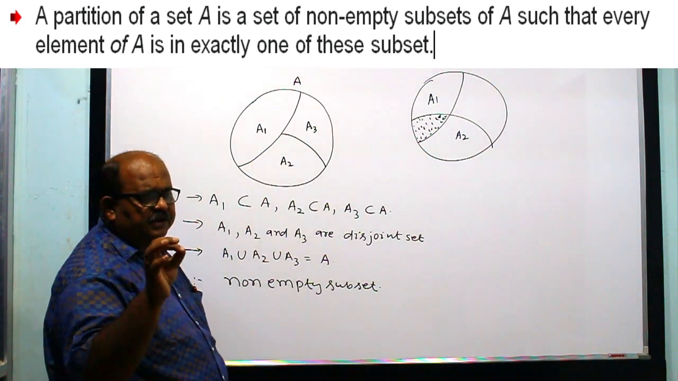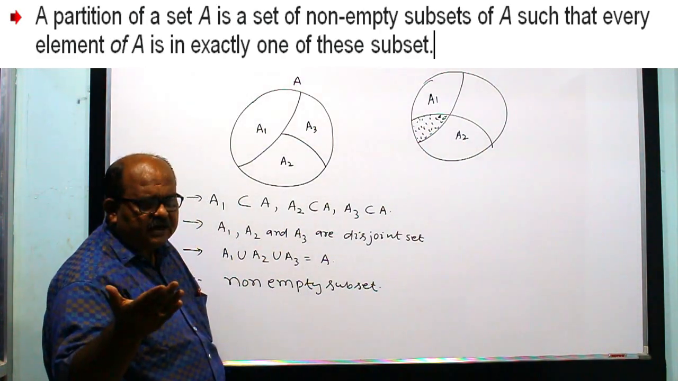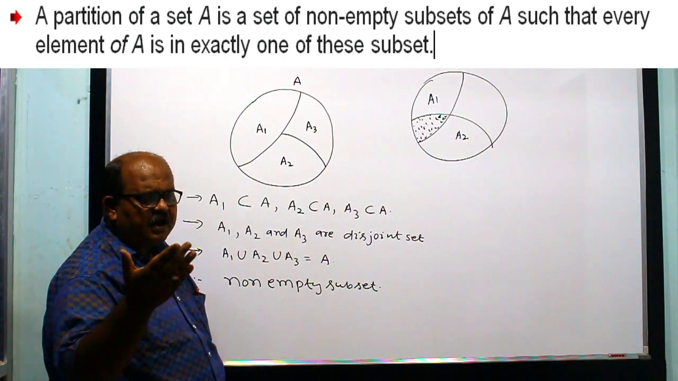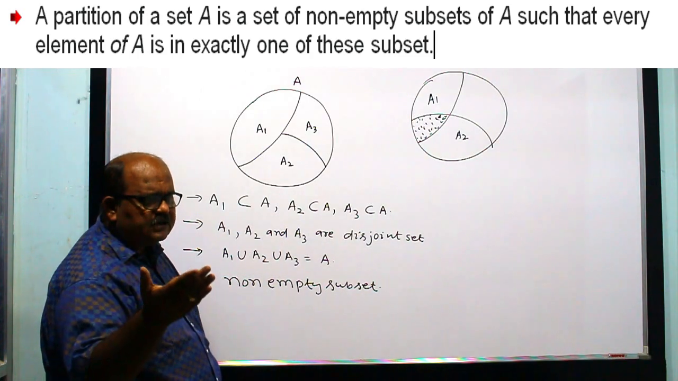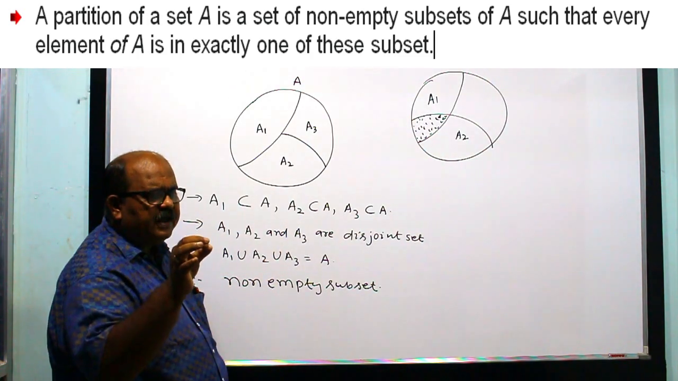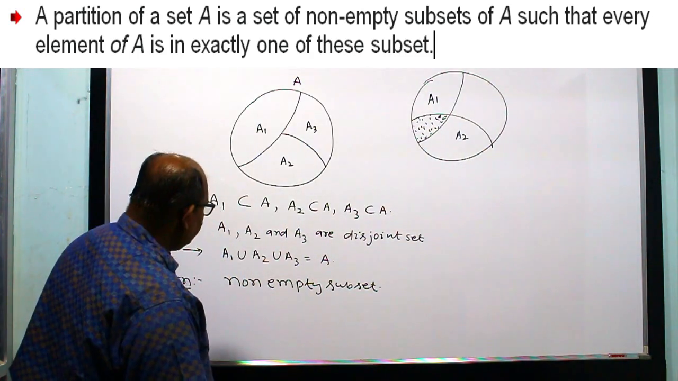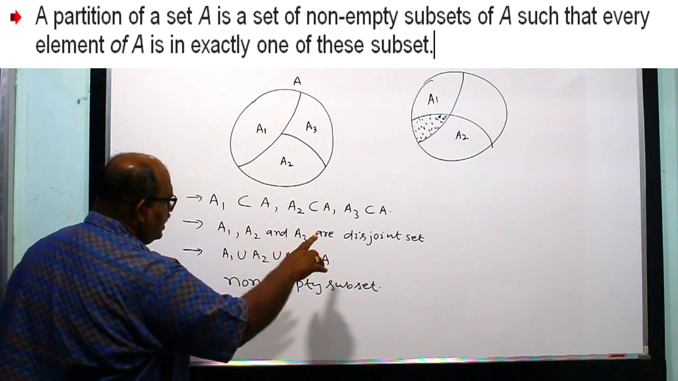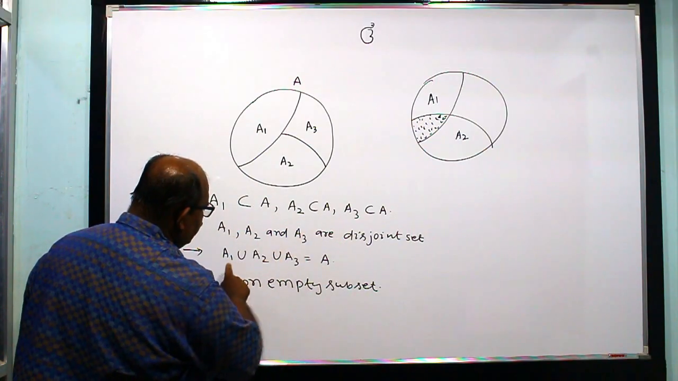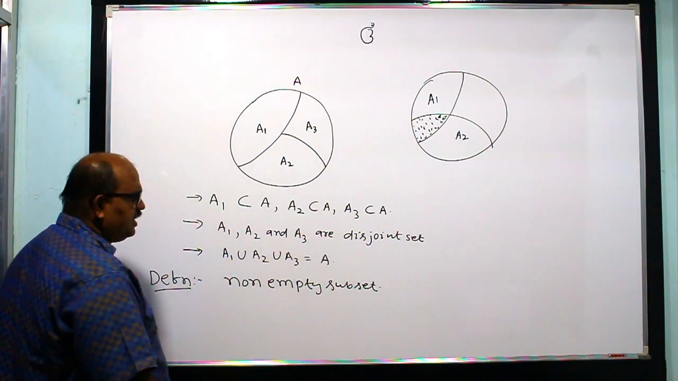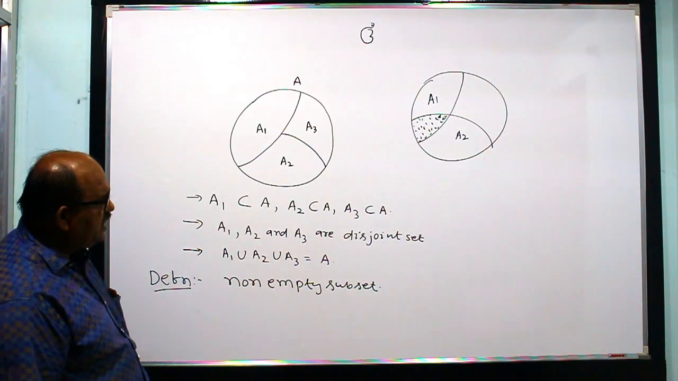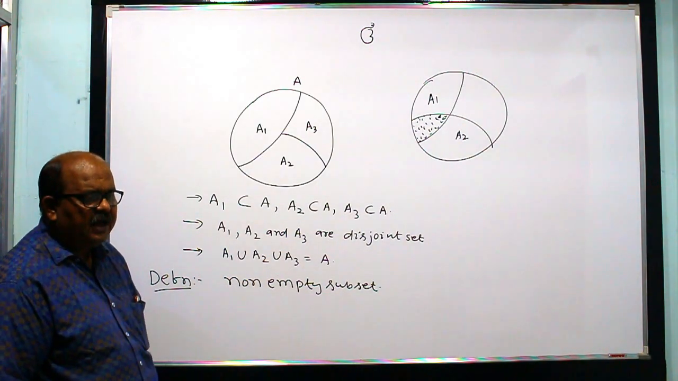So again I am telling the definition. A partition of set A is a set of non-empty subsets of A such that every element of A is in exactly one of these subsets. Okay, all subsets are disjoint and when they get united they form the original set A. In this case we say A1, A2, A3 are partitions.